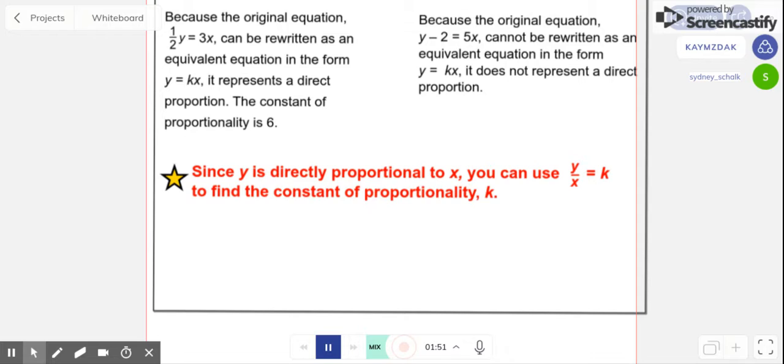Something to keep in mind is since y is directly proportional to x, you can use y over x equals k to find the constant of proportionality, so to find k. We're going to talk about that here in just a second.